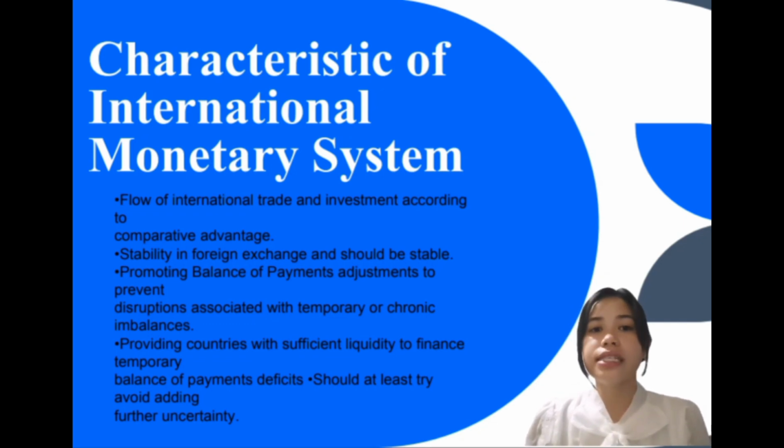Number 4 characteristic is providing countries with sufficient liquidity to finance temporary balance of payments deficits. Providing countries with sufficient liquidity to finance temporary balance of payments deficits is crucial for maintaining stability and preventing economic crisis. Here's how it can be achieved.